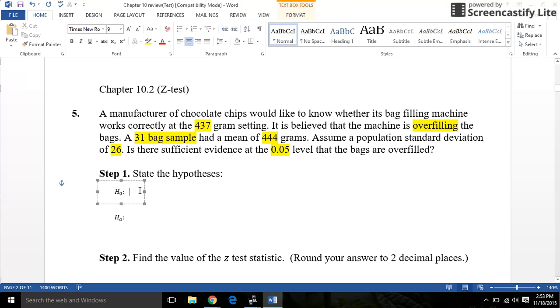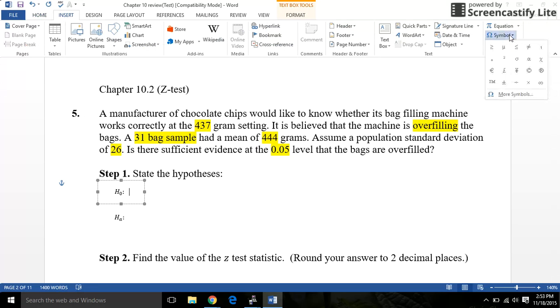So the first thing I'm going to do is, I know this is a mean, so I'm going to get my mean symbol and put it here. Okay, what we're testing is if it's overfilling the bags. So I'm going to go ahead and fill in my alternative. So it's going to be the mean is greater than, and I have to use my population mean. I'm not going to use 444 grams because that's the sample one. I'm going to use 437 grams because that's the population.